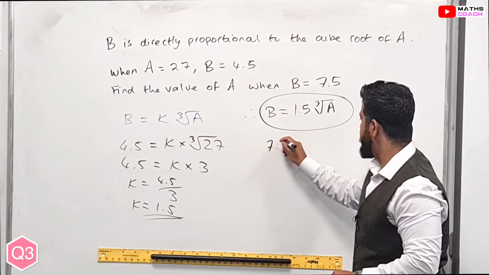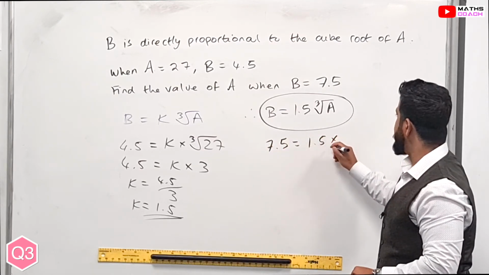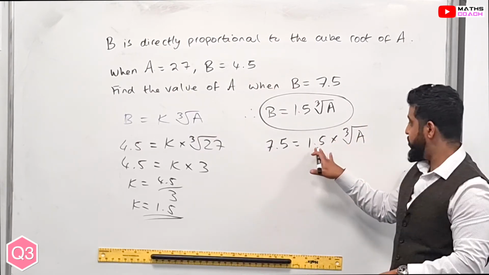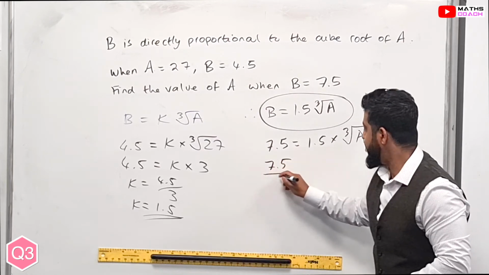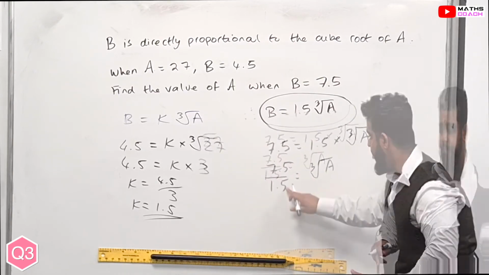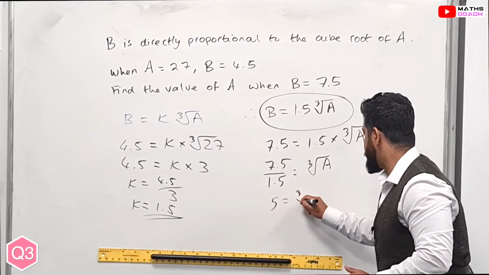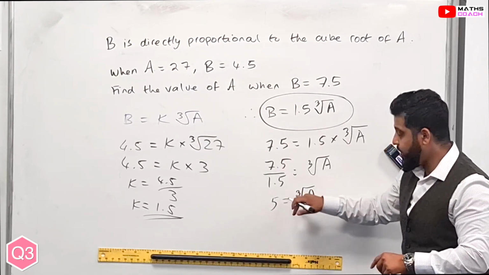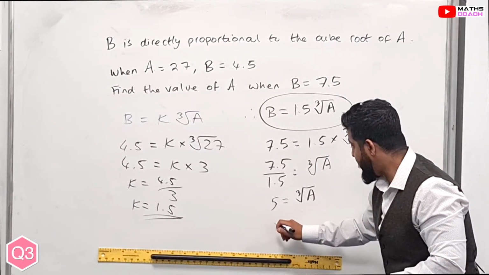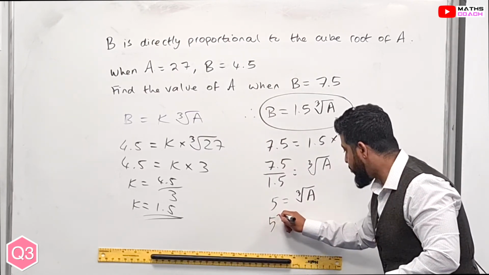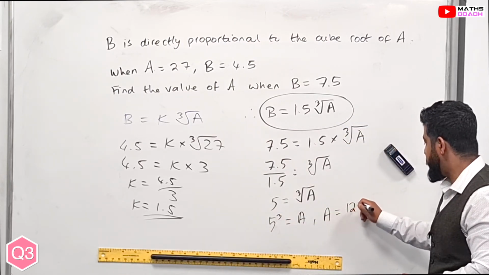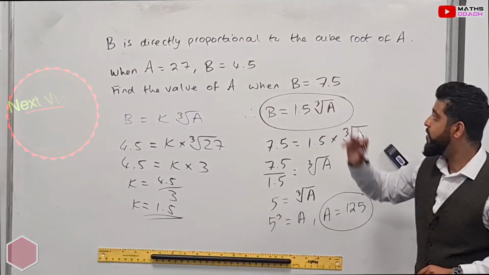So B is equal to 7.5 is equal to 1.5 times by the cube root of A, which is what I'm looking for. Now, to deal with this, we want to work backwards. So 7.5 divided by 1.5 is equal to the cube root of A. Work this out on your calculator, and this gives us 5 is equal to cube root of A. Now, how do we get this A outside of this cube root? We do the opposite operation, which is to cube it. So we cube 5 as well. So 5 cubed, 5 to the power of 3 is equal to A. Therefore, A would be equal to 5 cubed is 125. And that's our answer for this question.